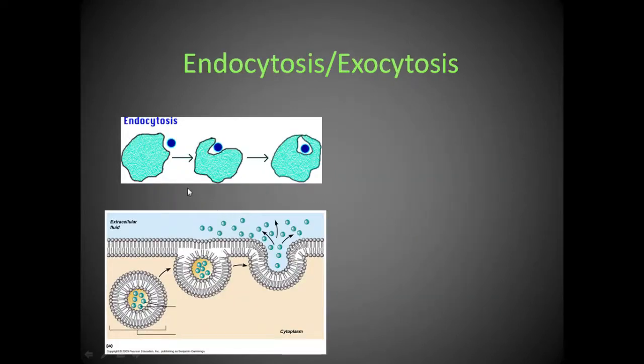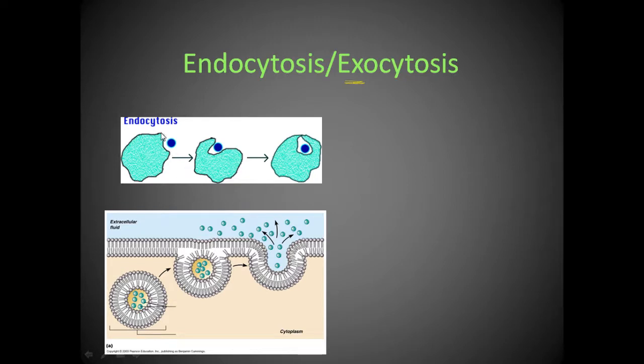The last two are endocytosis and exocytosis. This is what the cell's going to use when it has to move large molecules out of the cell or bring large molecules into the cell. Now it's pretty easy to remember. Exo means exit. So exocytosis is going to be the way a cell is going to release large molecules. Endocytosis is the way it's going to bring large molecules in.